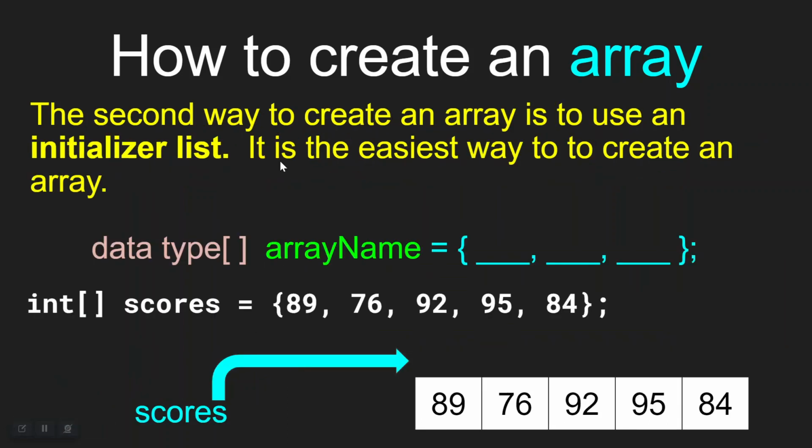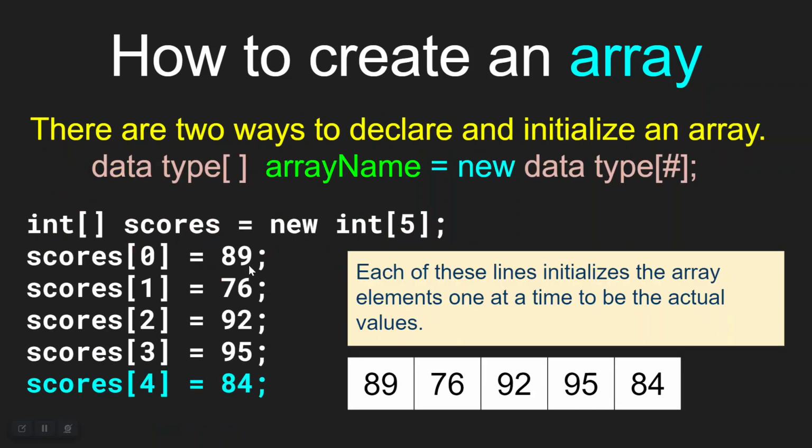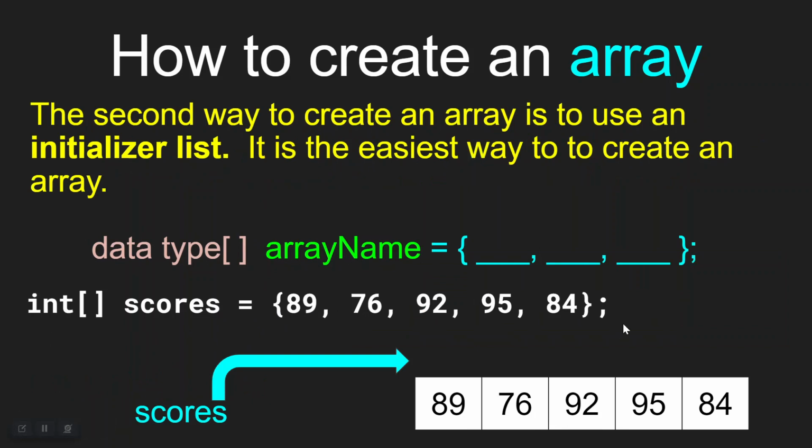And then there's also another way to create an array called an initializer list. This is kind of the easier, quickest way of doing it, where you just have the data type, your square brackets, the name of your array, and then you set it equal to, and then inside these curly braces, you put all of your elements that you want to be in that array. So this just bypasses all of the extra lines of code that you would need to do it this way. You can just do it quickly and easily in a single line of code using what's called an initializer list.